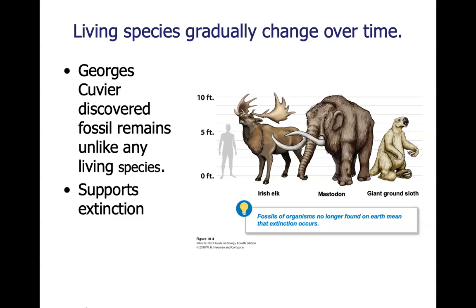Now we'll talk about fossils a little bit later, but fossils are generally used as one of the supporting lines of evidence for the process of evolution. And that's because living organisms tend to be similar to fossils that are younger. And those fossils that are older tend to be more different from younger fossils or organisms that are currently alive.